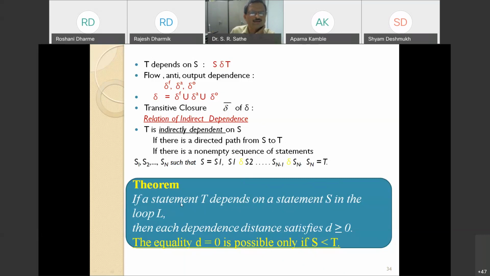Okay, then if a statement T depends on a statement S in the loop L, then each dependence distance satisfies D greater than or equal to 0. The equality D equal to 0 is possible only if S is less than T. S less than T indicates S is physically located in the file before T.